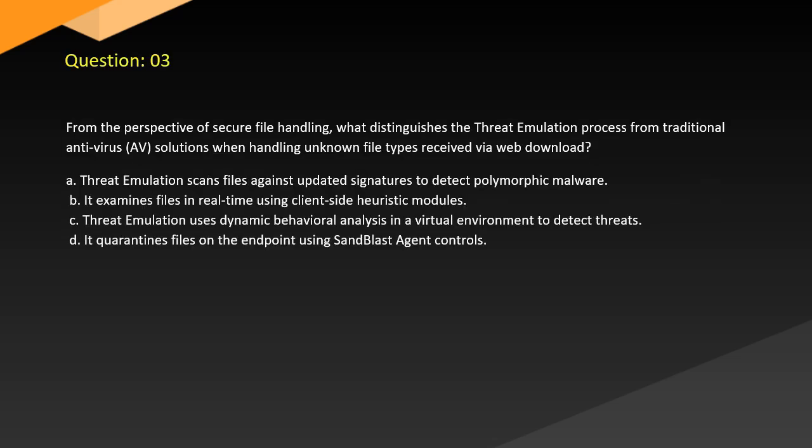Question 3. From the perspective of secure file handling, what distinguishes the threat emulation process from traditional antivirus (AV) solutions when handling unknown file types received via web download? A. Threat emulation scans files against updated signatures to detect polymorphic malware. B. It examines files in real time using client-side heuristic modules. C. Threat emulation uses dynamic behavioral analysis in a virtual environment to detect threats. D. It quarantines files on the endpoint using SandBlast agent controls.